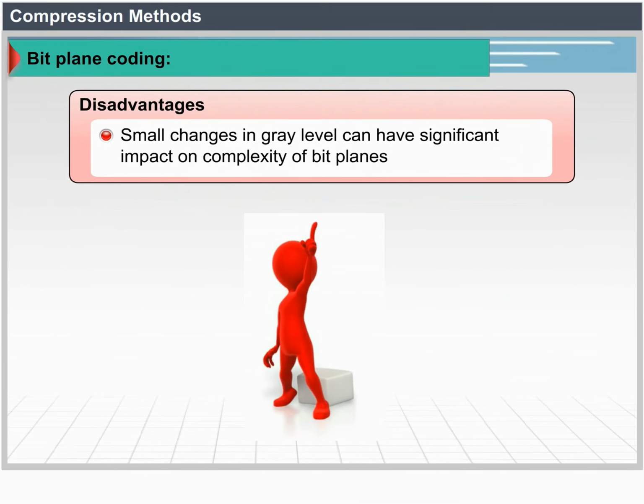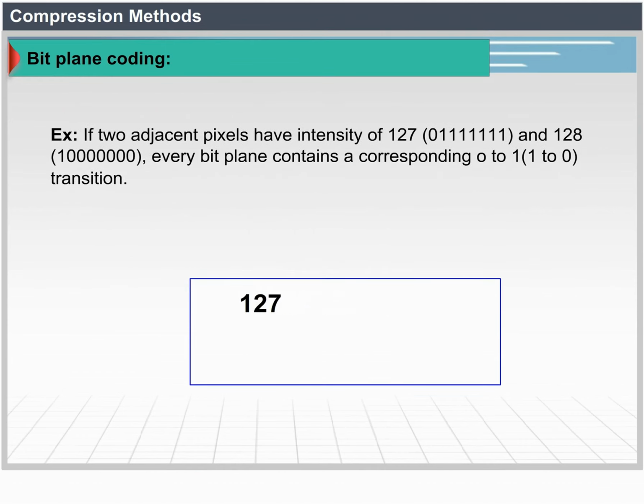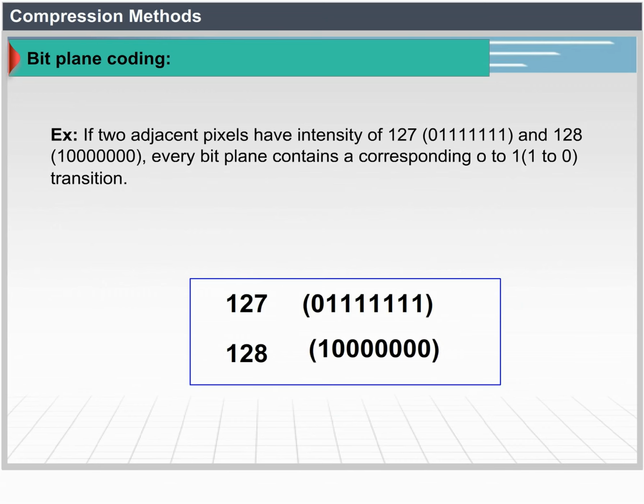Disadvantages. Small changes in gray level can have significant impact on complexity of bit planes. For example, if two adjacent pixels have intensity of 127, that is 01111111, and 128, that is 10000000, every bit plane will contain a corresponding 0 to 1, 1 to 0 transition.